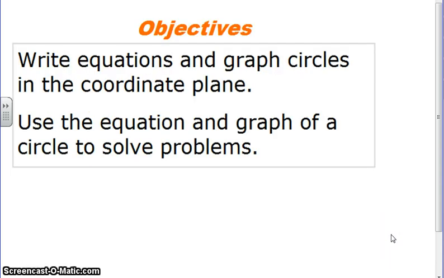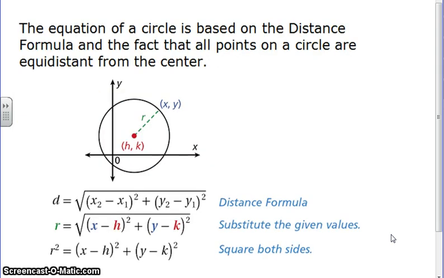So today we're going to write equations and graph circles in the coordinate plane. Write equations for circles and graph them. We'll use the equation and graph of a circle to solve problems.